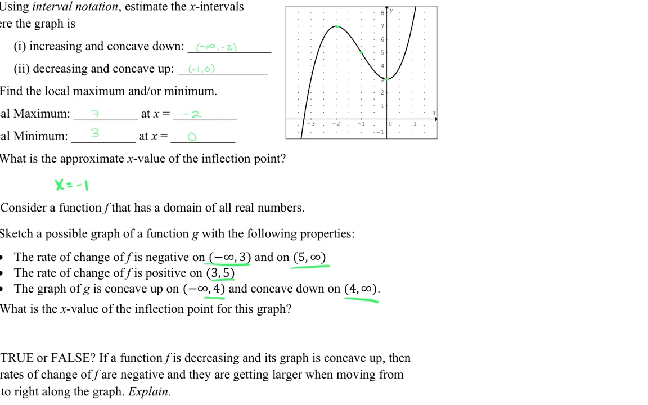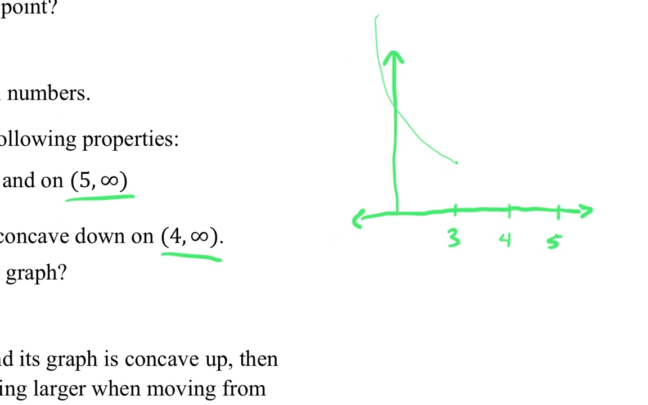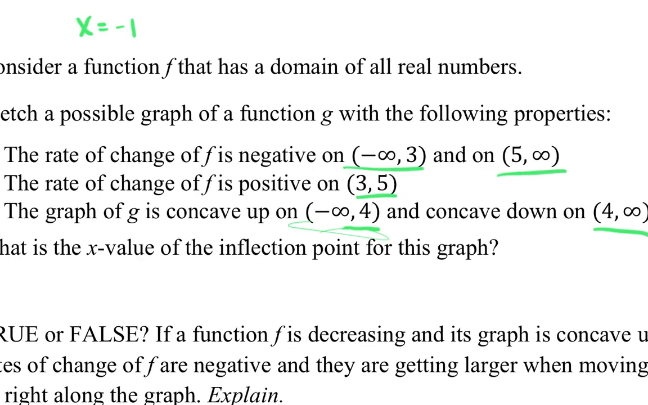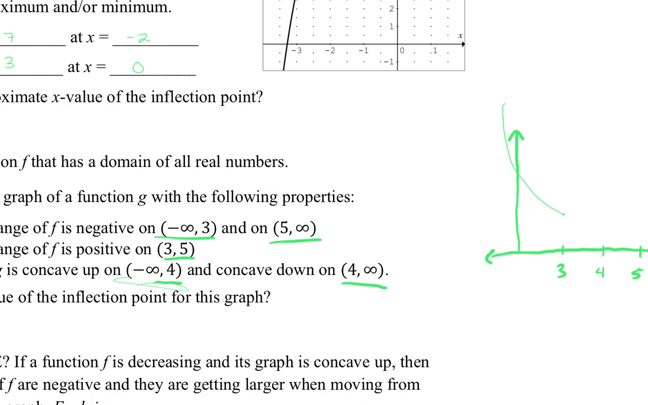So let's say we have our graph that looks like that. Axes here. We're going to have 3, 4, and 5 marked. So we know our function is going to be negative from negative infinity up to 3. So I'm just going to draw a point here and trace that up, which again we know is concave up because of our third statement. It's going to be positive from 3 to 5. In between 3 and 5, we're going to have our point of inflection.